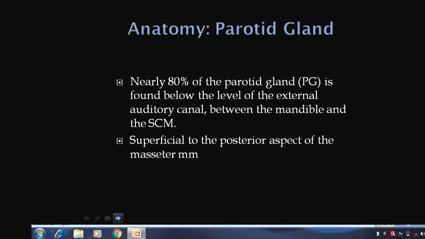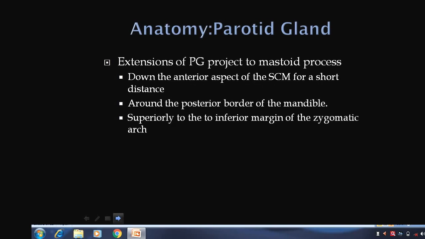What is the anatomy of the parotid gland? Nearly 80% of the parotid gland is found below the level of the external auditory canal between the mandible and SCM, that is sternocleidomastoid, superficial to the posterior aspect of the masseter. Extensions of the parotid gland project to the mastoid process, down the anterior aspect of the sternocleidomastoid for a short distance, around the posterior border of the mandible and superiorly to the inferior margin of the zygomatic arch.